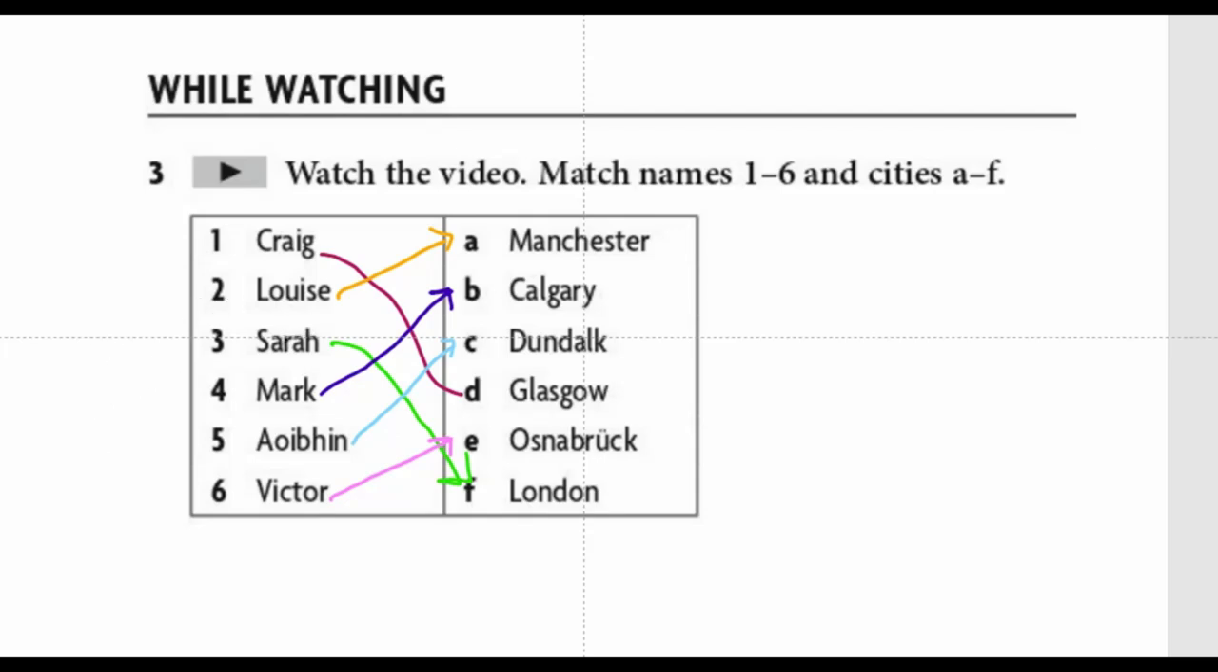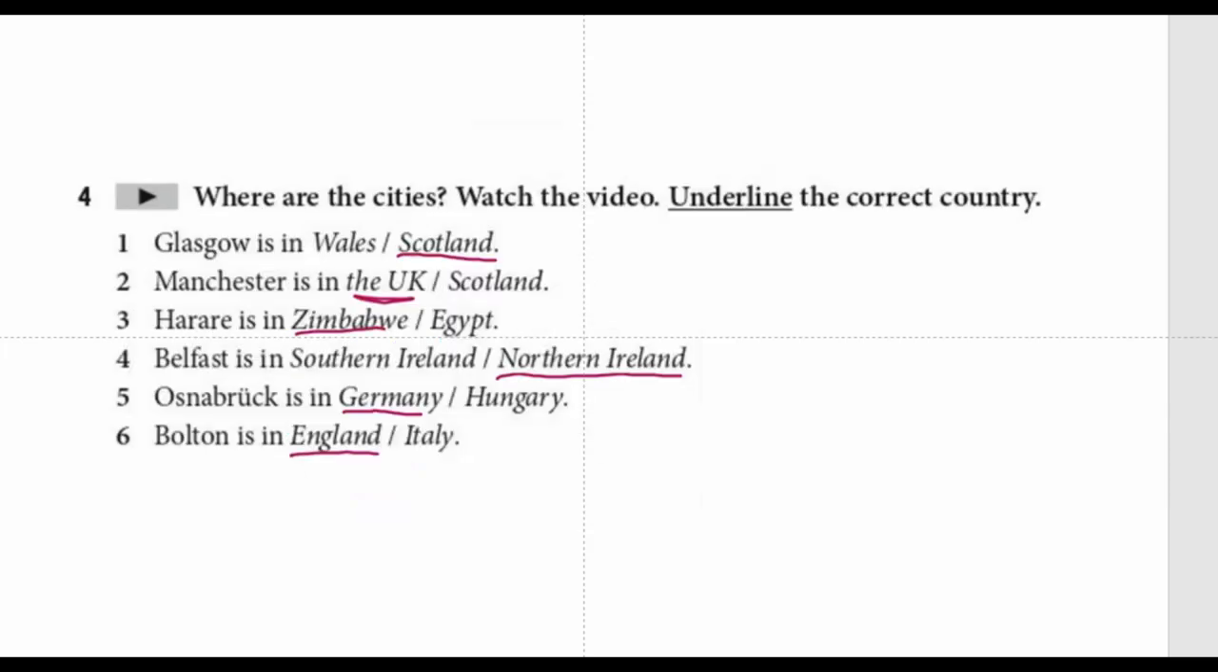Entonces, esa sería la respuesta para lo que ustedes están haciendo con el video. Primero tienen que ver el video varias veces para poder intentar hacer esto, okay? Luego, la segunda actividad sería Where are the cities? Watch the video. O sea, tienes que mirar el video, underline. Tienes que comprobar si estas son las respuestas correctas.